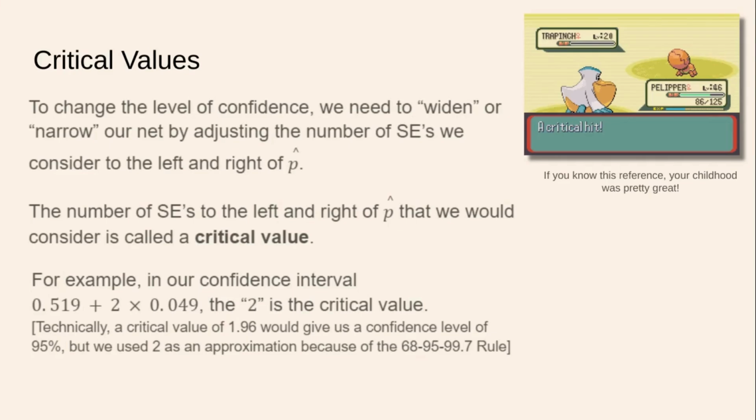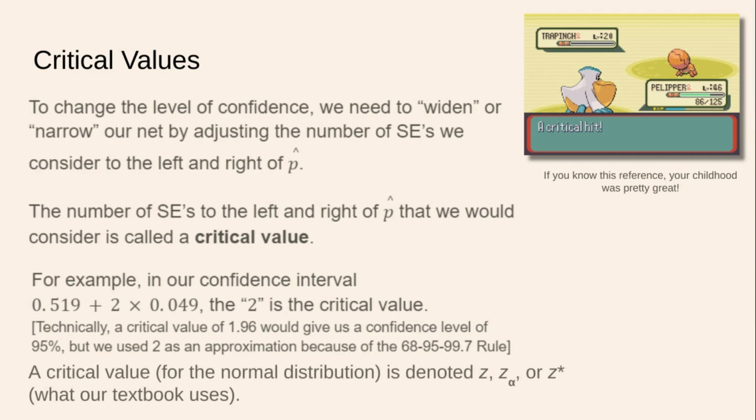So you're used to seeing 2 standard deviations to the left and right of the middle of the bell curve encapsulates 95% of the area. That's why we use the 2 here. But technically, going forward, we're going to be seeing the number 1.96 instead of 2.